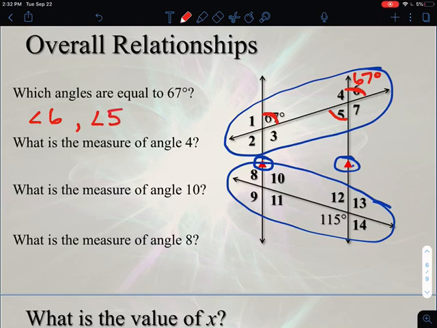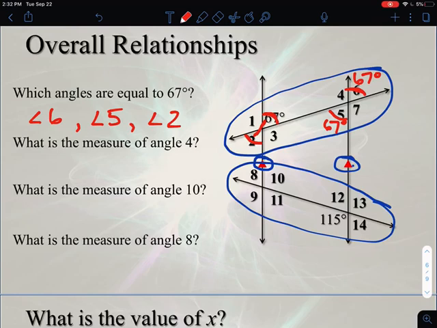So those are alternate interiors, which means they're both going to be 67 degrees. Now, from here, I could go about this a couple different ways. The other angle that's going to also be 67 degrees is angle 2. Now, if I notice, angle 2 here is vertical to my 67 degree angle.